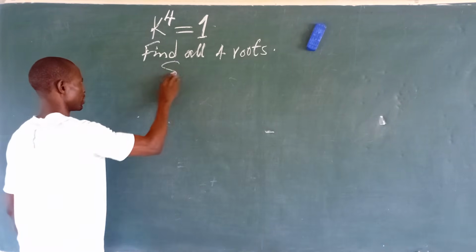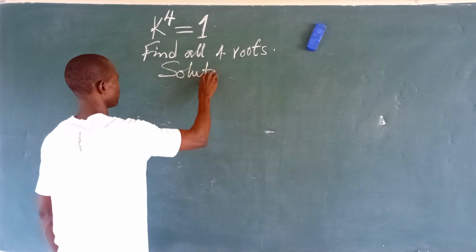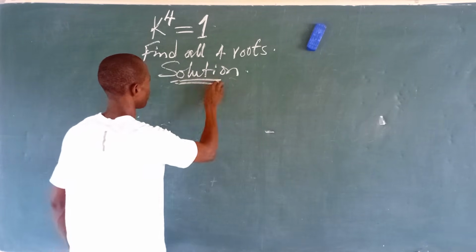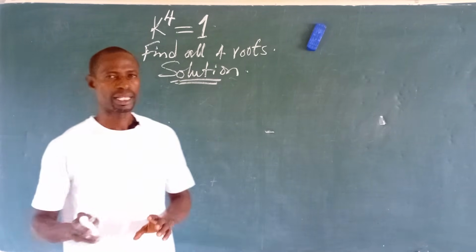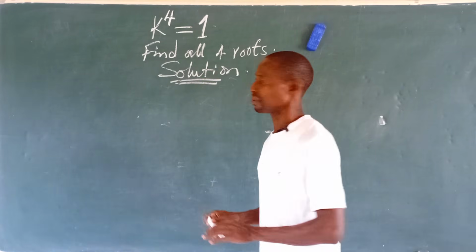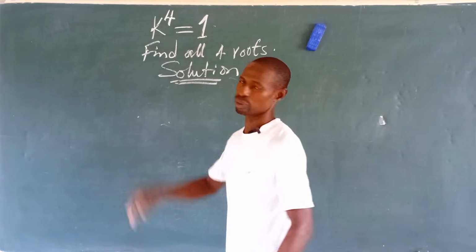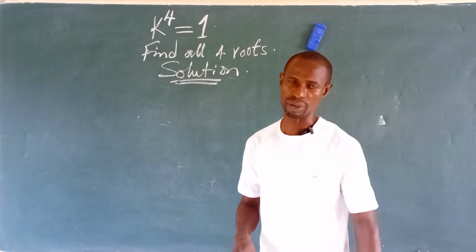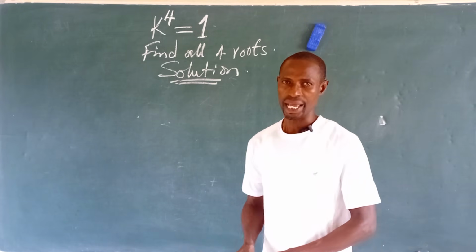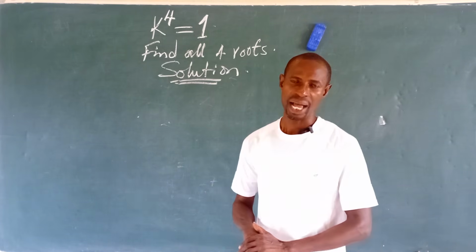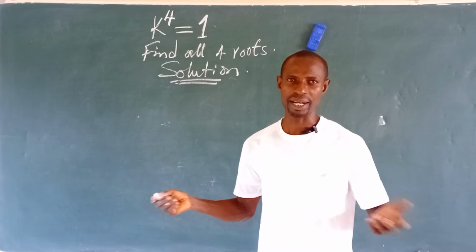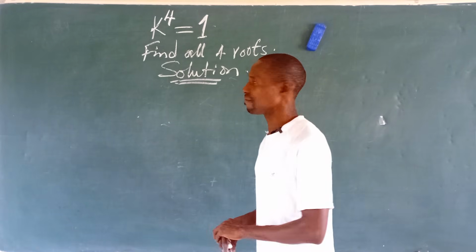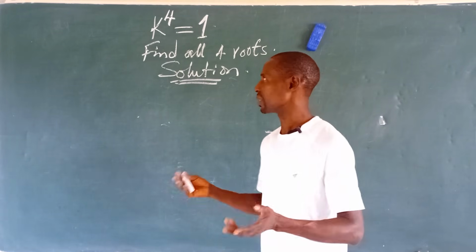So we take our solution here. Solution, first thing. Now, if you look at this challenge, you could as well say, let's take the fourth root of both sides, and the fourth root of 1 will give us 1. And so we have positive 1 as one of the roots. But what about the 3 other roots? How do we get them?